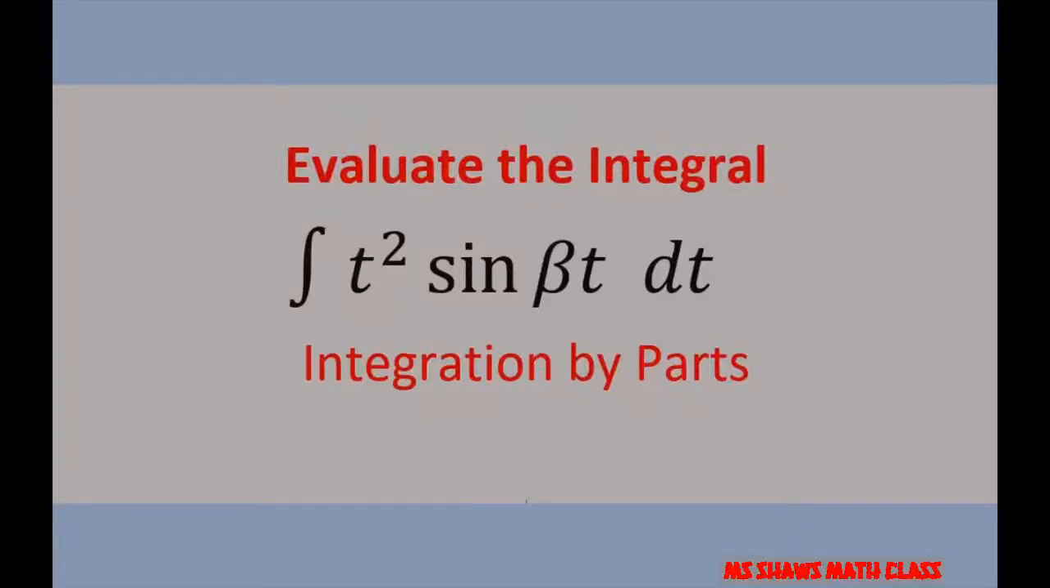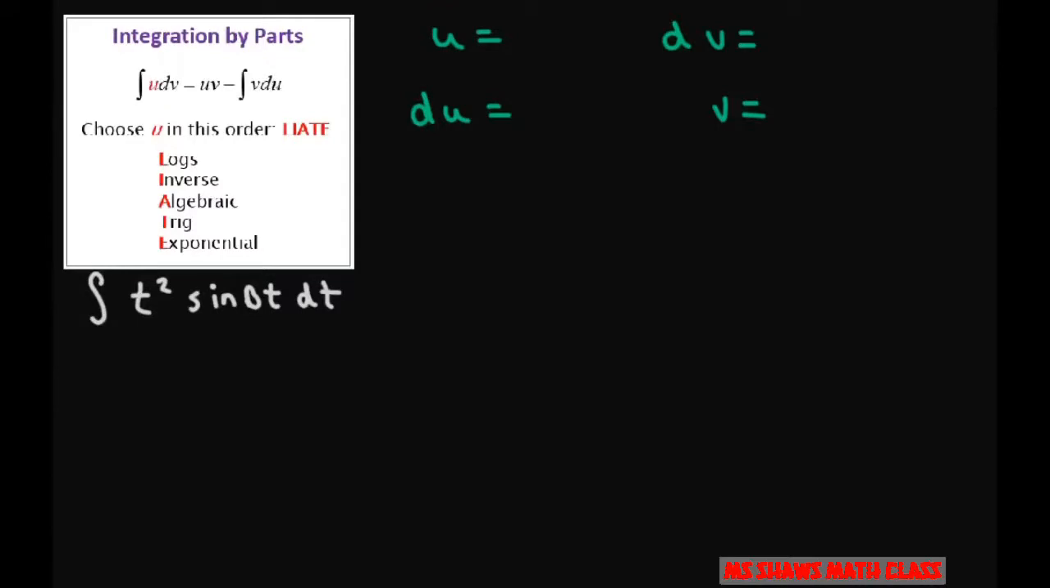Everyone, we're going to evaluate the given integral by integration by parts. For that, we're going to use this formula, and we have to choose u. In order to choose u, the simplest way is to use this mnemonic device, where you choose in this order.